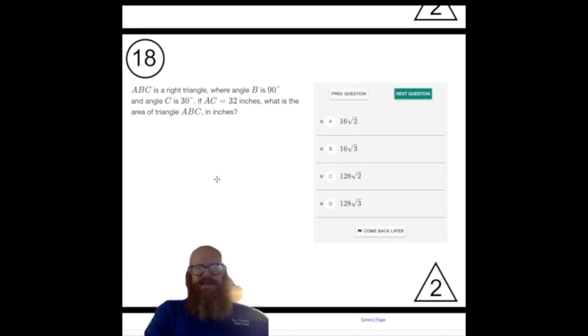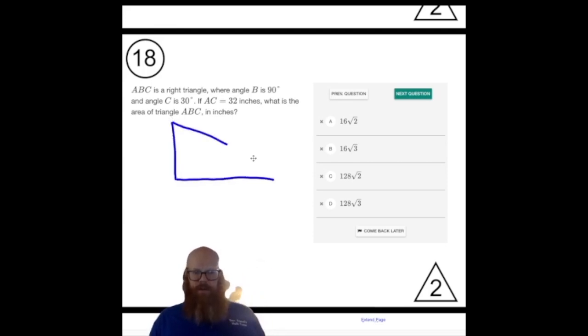All right, and our last level 2 problem. We have the right triangle, and we're dealing with 30, 60, 90 here, clearly. I'm going to actually draw this out. So you're given some scrap paper, so make sure you draw these out to keep everything straight in your head. We need B to be the right angle, so I'm going to do A, B, C like this. C is 30, AC is 32.